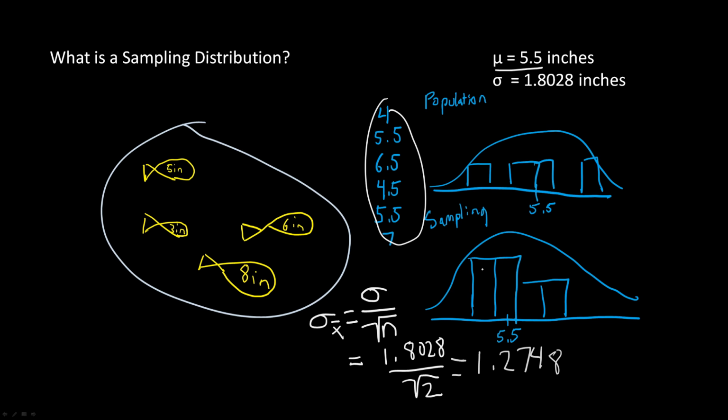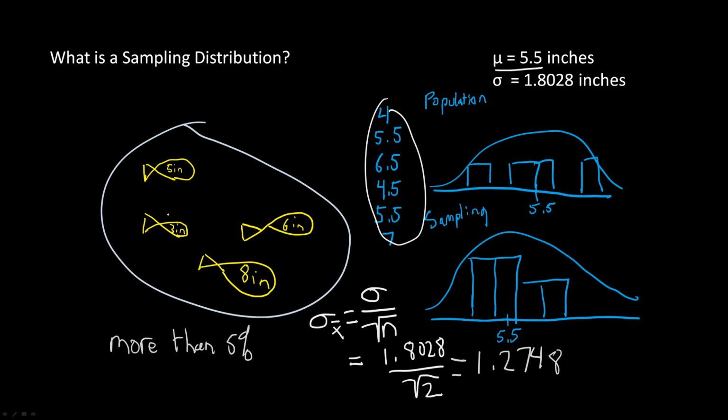However, there's one more thing we need to check before we know for sure this is the standard deviation of our sampling distribution. We need to check if our sample size is too big. So what is too big specifically? A sample size is too big if it's more than 5% of the population. So let's check if our sample of 2 is more than 5% of the population.